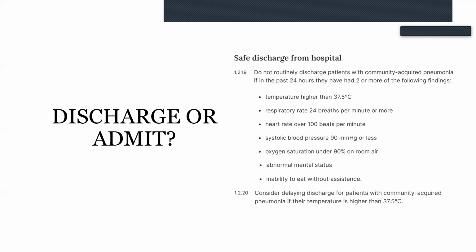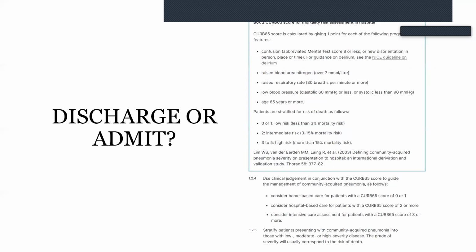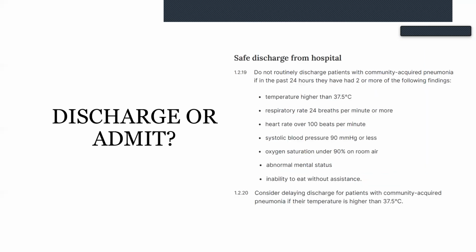There is another scoring. Sebelum tu kalau you punya CURB 65 is okay low ataupun intermediate kan, you can consider, tapi mungkin there's room for discussion still. Whatever it is, kalau nak discharge, this is the things that you need to take into account. This is from NICE guideline. Dia kata do not routinely discharge patients with community acquired pneumonia in the past 24 hours if they have 2 or more of this finding. Temperature higher than 37.5, respiratory rate more than 24, heart rate over 100, systolic blood pressure under 90, oxygen saturation under 90, abnormal mental status, inability to eat without assistance.